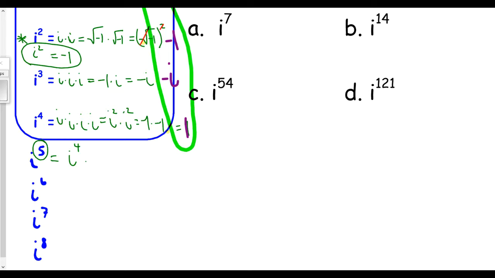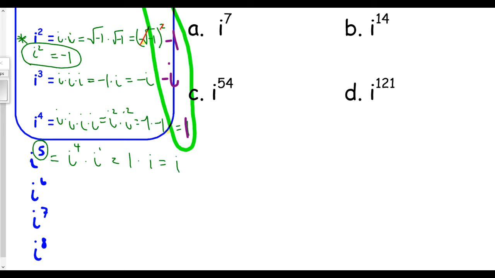How many more do I need to get up to 5? Well, just one more i. So i to the first. Well, what's i to the fourth? 1. What's i to the first? i. So it's just i again. One of these days my i's are going to stop looking like j's, but we'll get there eventually. So we said this was 1 times i, and that was equal to just i.